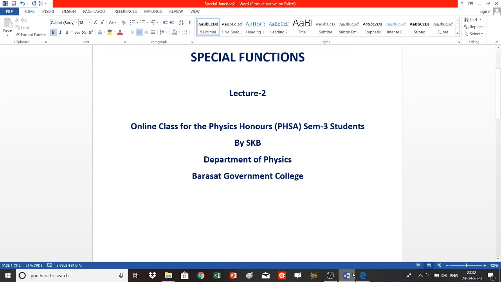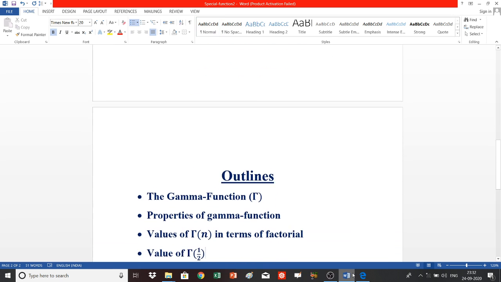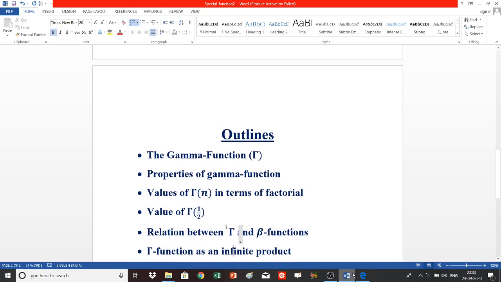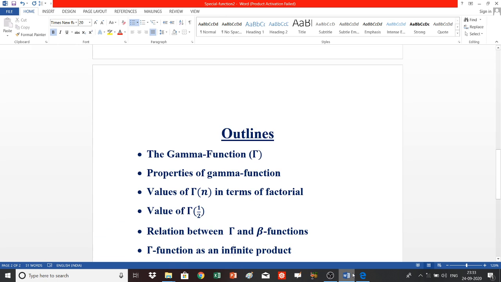Dear student, this is the second class on the chapter special function, and in this chapter we will focus on the following topics. First, the gamma function, definition of gamma function.